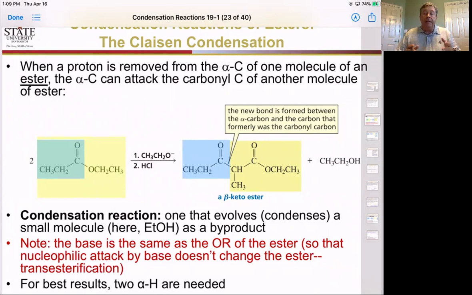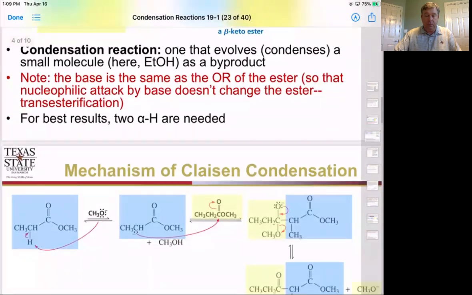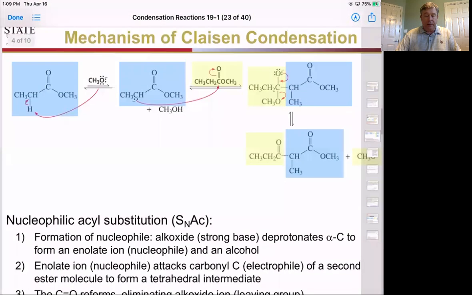In the last step of this reaction, we acidify it to gain our keto species and then get our alcohol out. For the best yields on this, it's great to have two alpha hydrogens to do this Claisen condensation, and I'll show you why in the mechanism. So let's look at the mechanism in more detail.